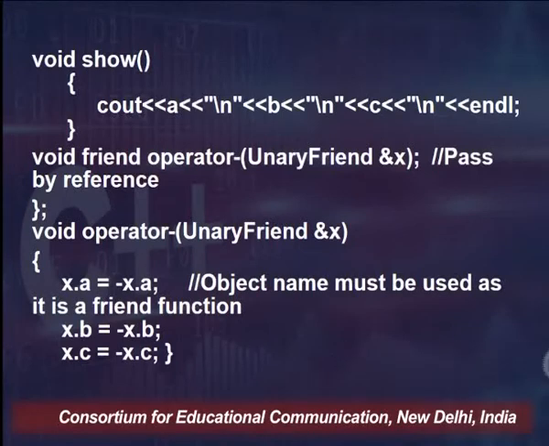Now please notice here that we don't have any this pointer, because whenever we are talking about friend functions, they don't belong to any specific object, and therefore they don't have any this pointer. So this operator overloaded function is passing the negative values of a, b and c to the actual variables, and that's why this is passed as reference, not as value, because passing by value would definitely create one more object.